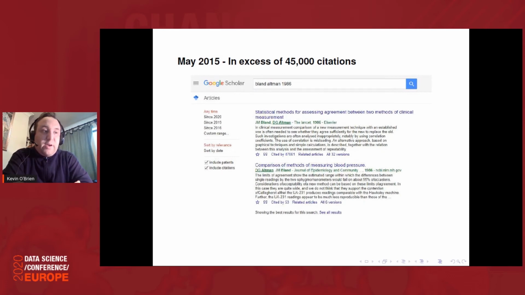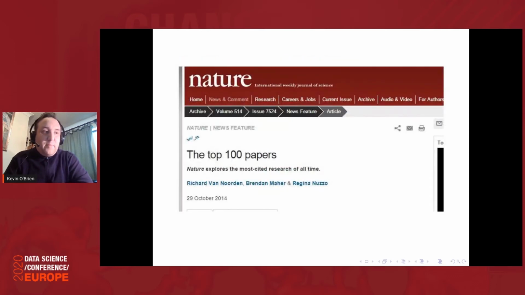Okay, and this is, I believe, a very interesting point. That's a lot of citations and it's one of the most cited papers of all time. 47,000, I just updated that since. That's a lot. That's one of the most cited papers of all time. In fact, it's recognized as such in Nature. Now, this is an article from a few years ago. The 100 most cited papers of all time. They had a quick review of them.